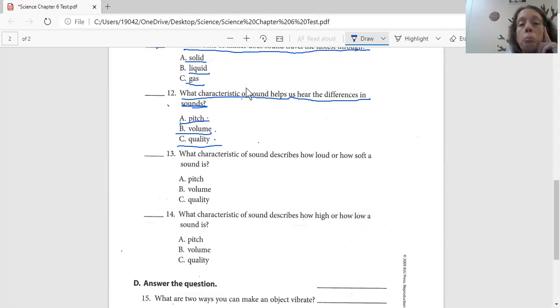If you think pitch helps us hear differences, put A. If you think volume helps us hear differences, put B. If you think quality helps us hear differences, put C.